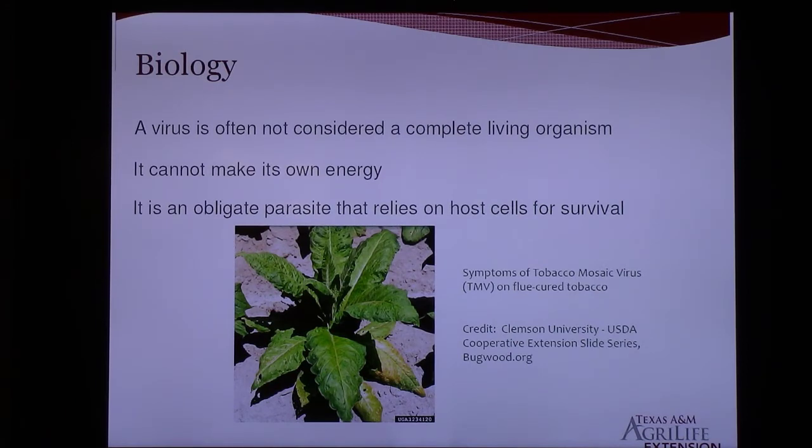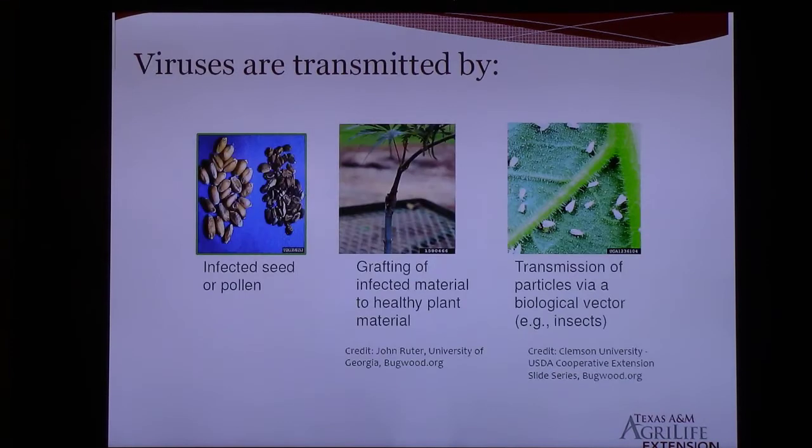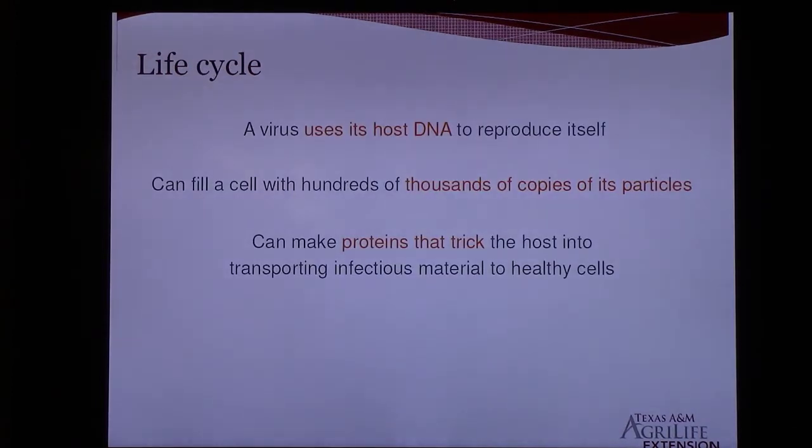Typically, when you get a virus, that's when you just want to rip it out and get rid of it. Viruses can be transmitted by infected seed. They can also travel with pollen. It can infect pollen. We might unknowingly transmit a virus by taking an infected piece of plant material and grafting it onto a healthy plant. Or we've got insects that can certainly transmit viruses as well. So there's several different ways that we can transmit viruses.